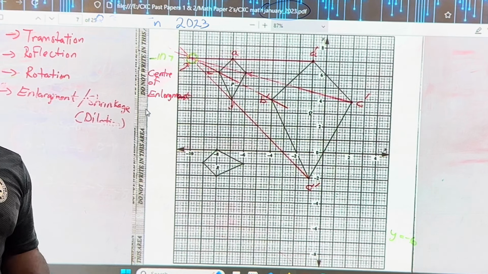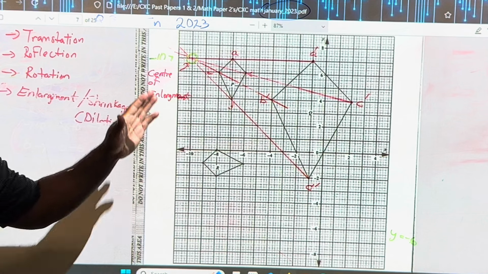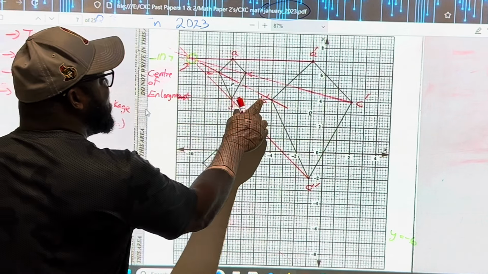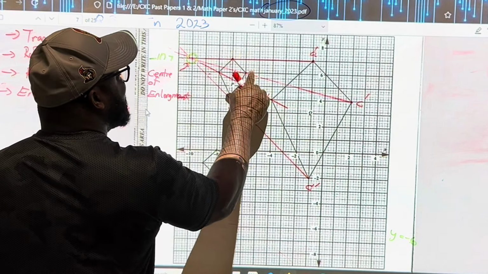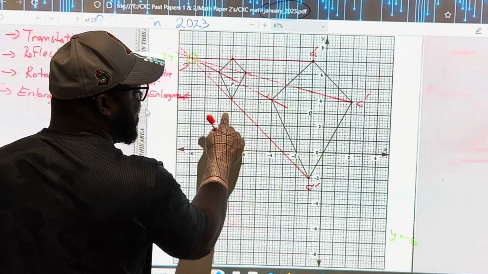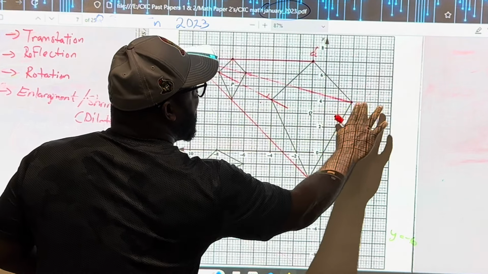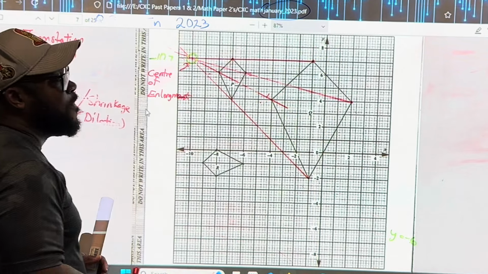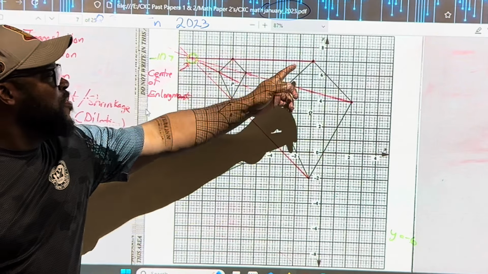So how do you find the center of enlargement? What you do, you match point with point, take out the B now, the B and the A. Those are things that we just make up, just to keep us in check. When you match up the corresponding points, you draw a line from each of them.